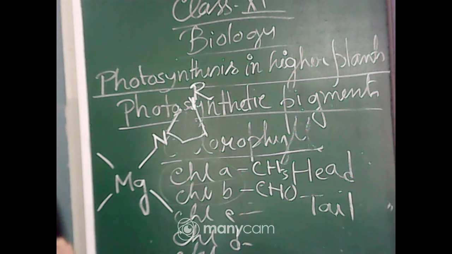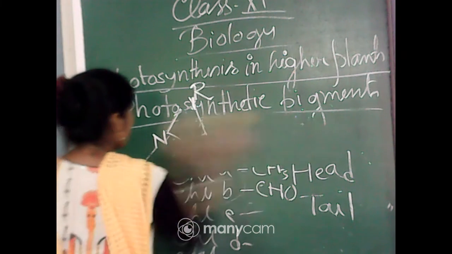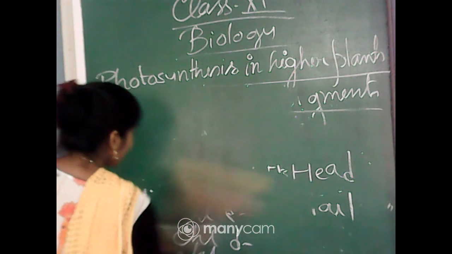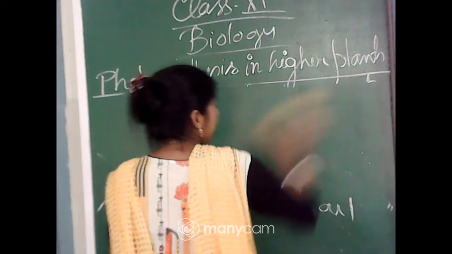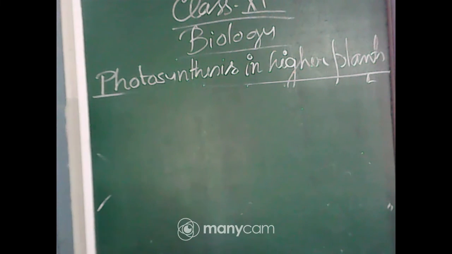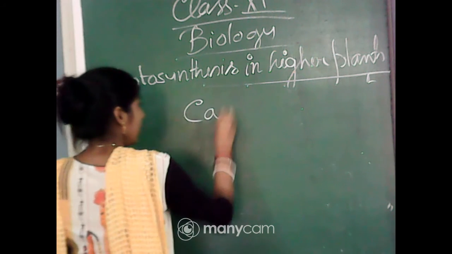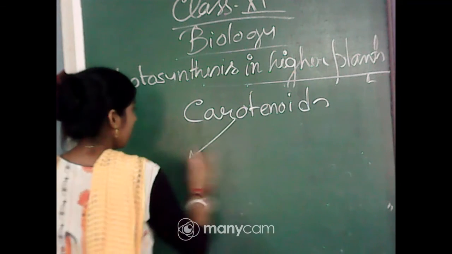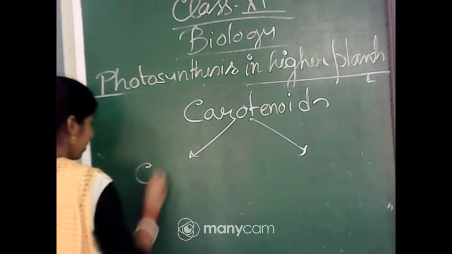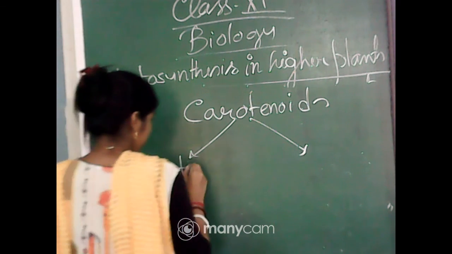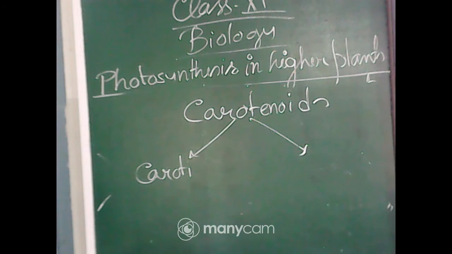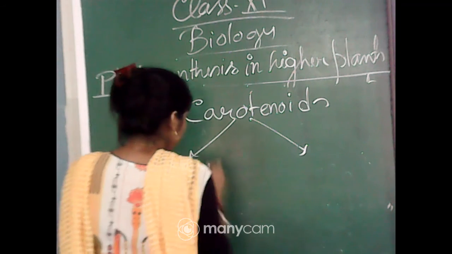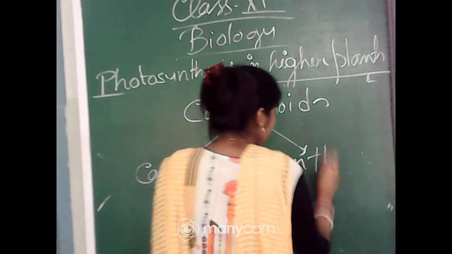So these can be considered as carotenoids. Okay, carotenoids. So what is the main photosynthetic pigment? Chlorophyll, and the accessory pigment is carotenoids. It is mainly of 2 types. One is carotene and another one is xanthophyll.